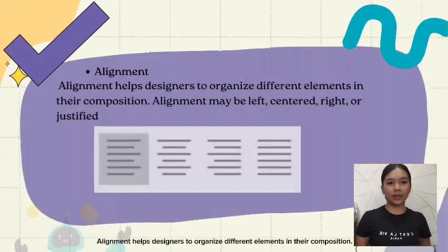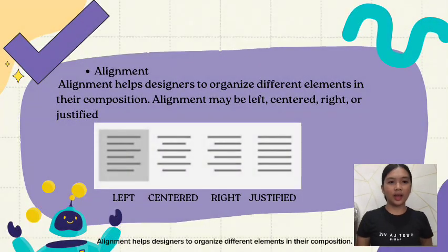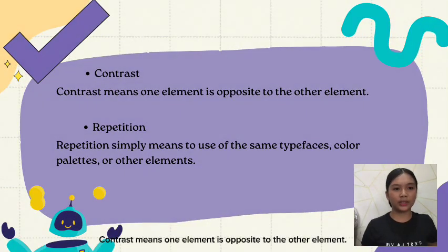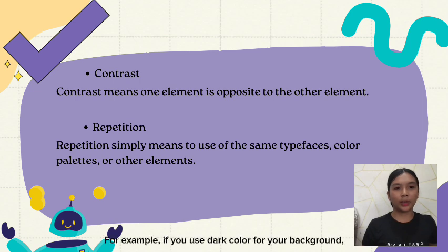Third, alignment. Alignment helps designers organize different elements in their composition. Alignment may be left, centered, right, or justified. Fourth, contrast. Contrast means one element is opposite to other elements. For example, if you use a dark color for your background, you should use a light color for your foreground.